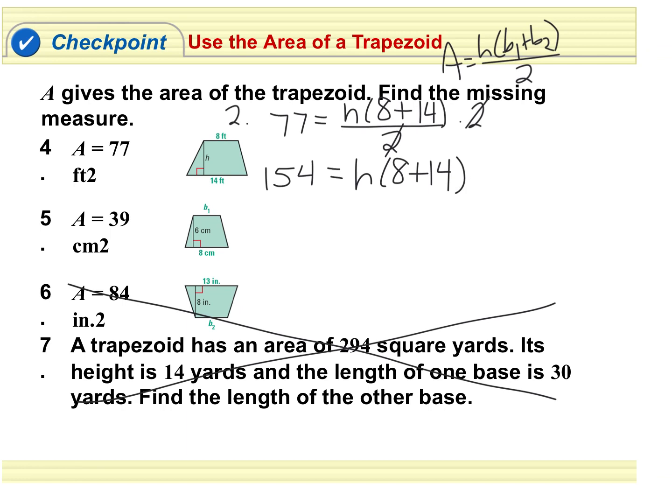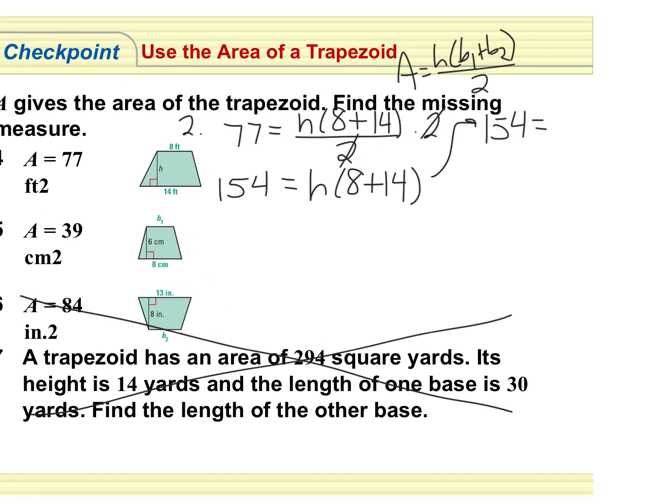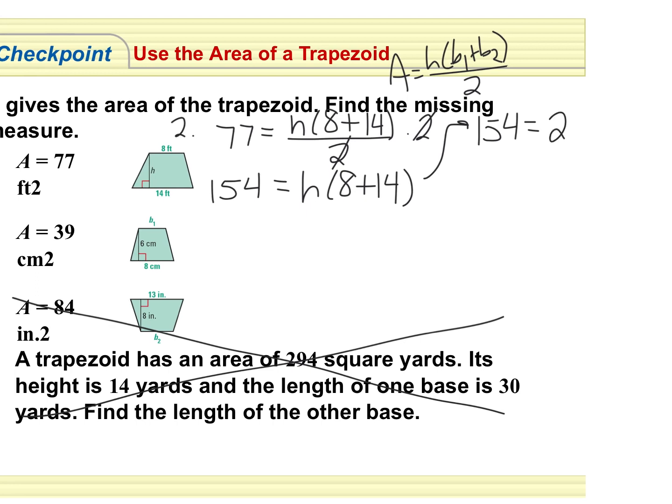Okay. Order of operations, what do we look at first? Parentheses, add them together. Yep, I'm going to come up here. We have 154 equals, what's 8 plus 14? 22, and I still have h. Now what's my last step to get h by itself? Divide by 22. So I get h equals 7 feet. Yep. Good.